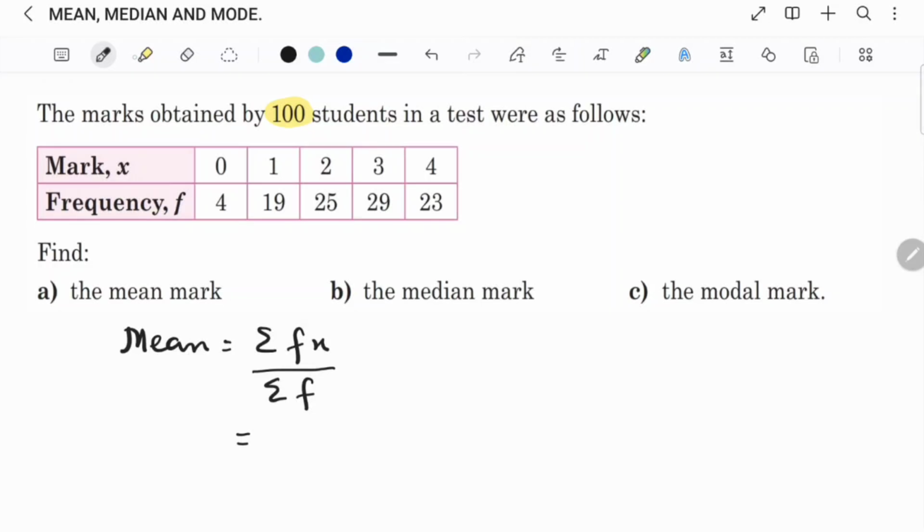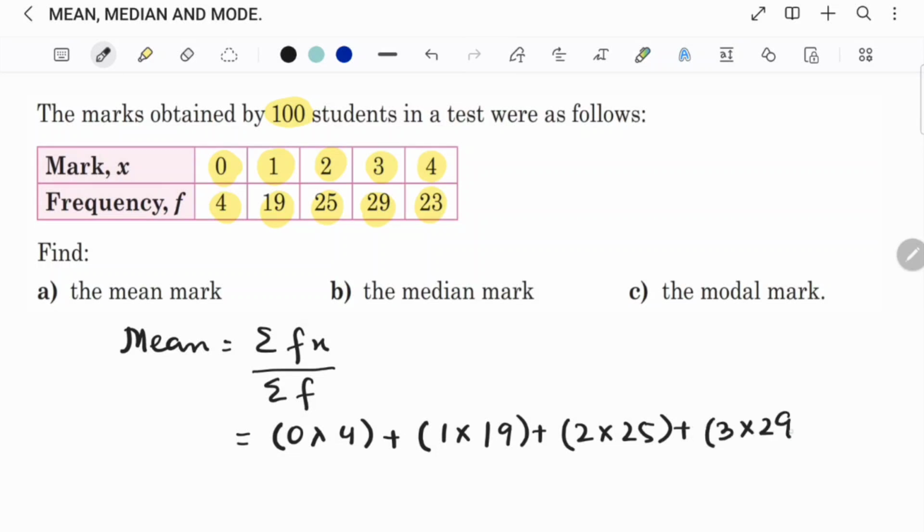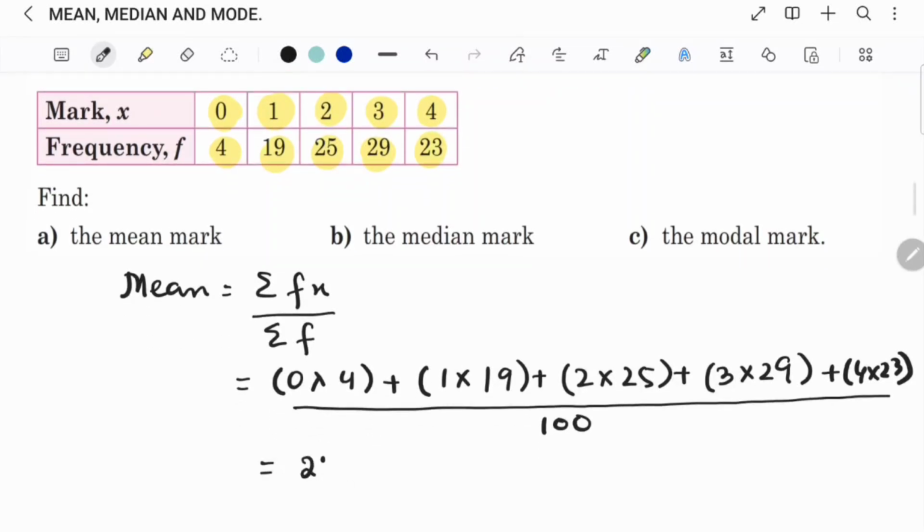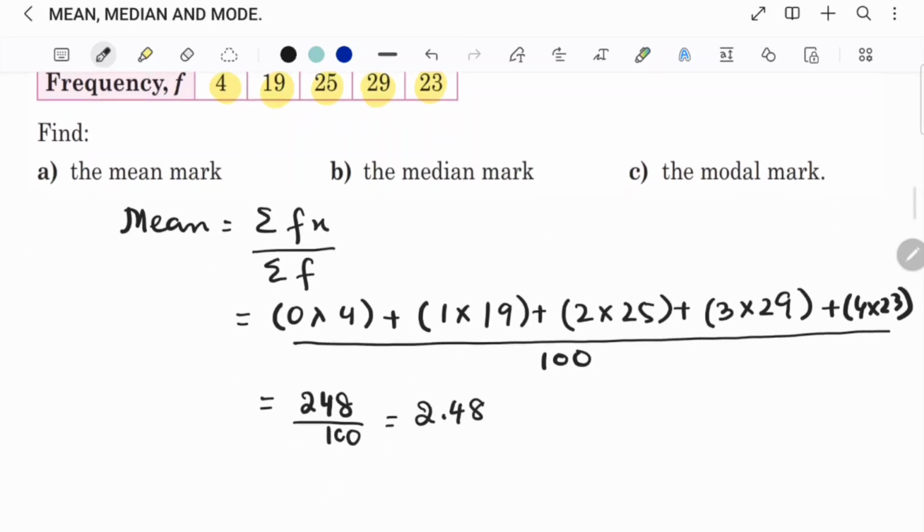Right now, what do we do? f into x: 0 into 4 plus 1 into 19 plus 2 into 25 plus 3 into 29 plus 4 into 23, divided by 100. Okay, calculate all of them. You will get the sum equal to 248 divided by 100, which is equal to 2.48. So the mean is 2.48 marks.